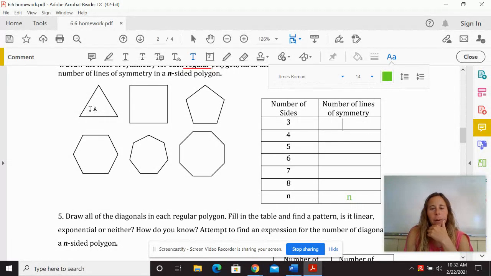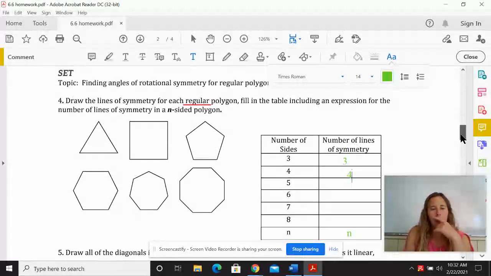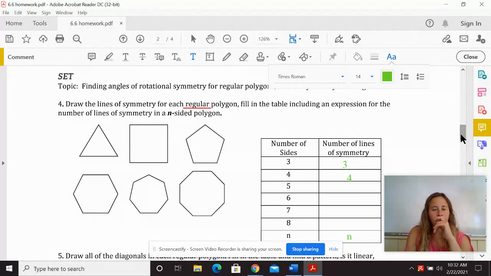So my triangle has 3 sides, so I'm going to have 3 lines of symmetry. My square has 4 sides, I'm going to have 4 lines of symmetry. Okay, and so on and so forth. Then you're supposed to draw them in. Okay, we did the triangle, we've done the square. We kind of did the pentagon. Let me do the hexagon.